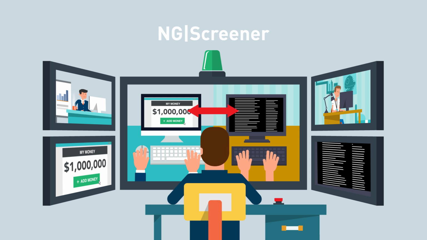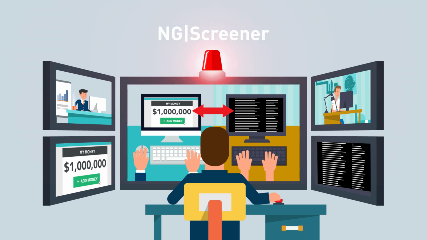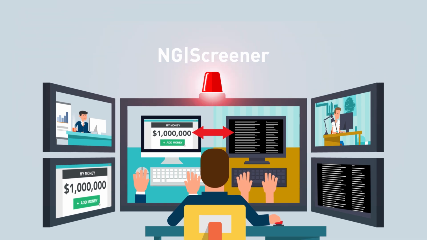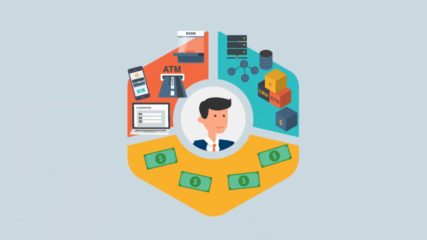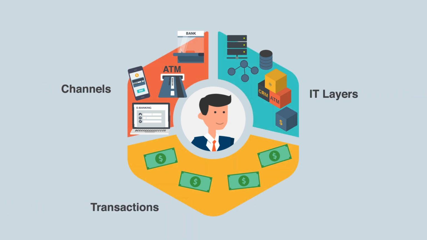When there is suspicious behavior, alerts are immediately sent to responsible investigators. You prevent fraud before it happens. NG Screener uses big data technology. It analyzes and correlates user behavior activities from all channels, IT layers, and financial transactions across the bank.